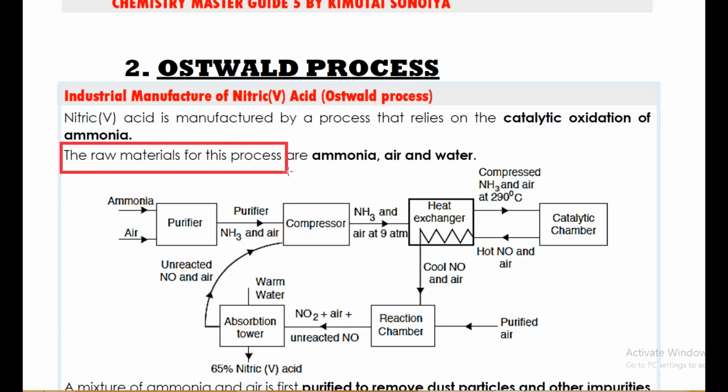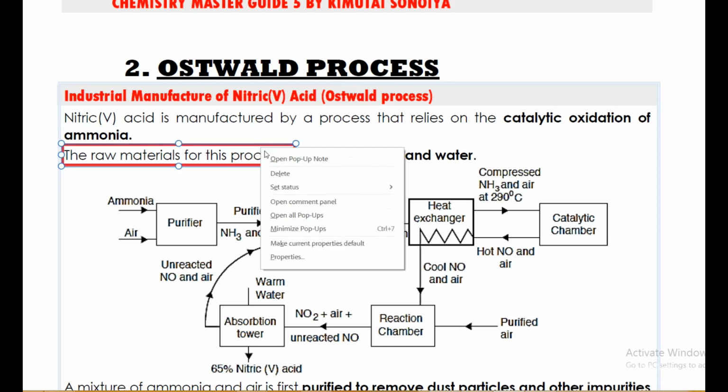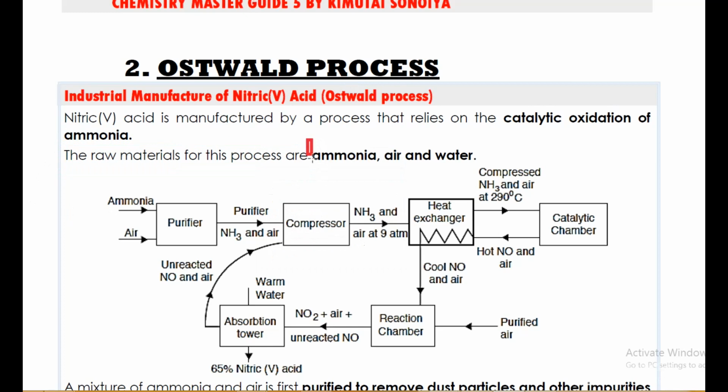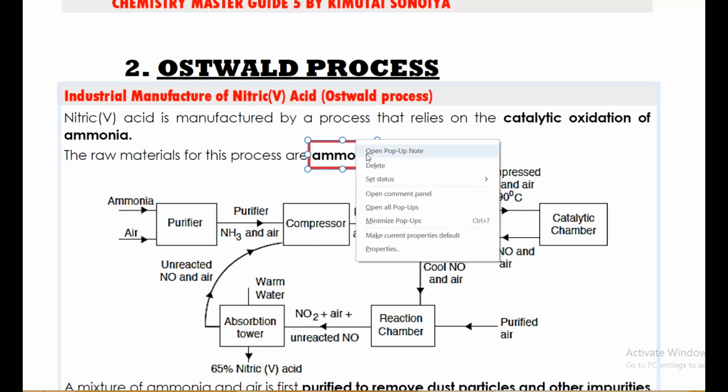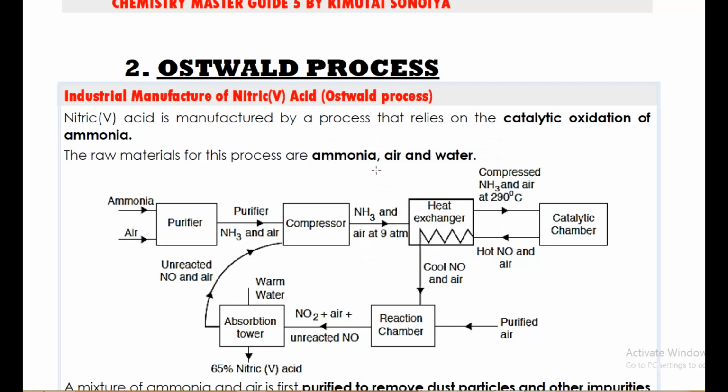First you must know the raw materials in the process. So the raw materials in the Ostwald process are ammonia gas, air, and water. So the 3 very important raw materials are ammonia, air, and water.